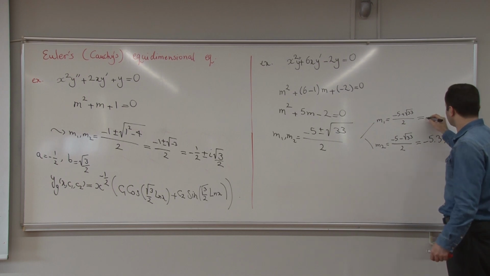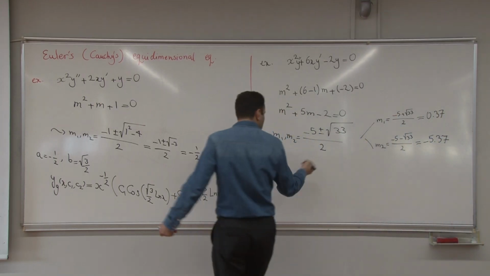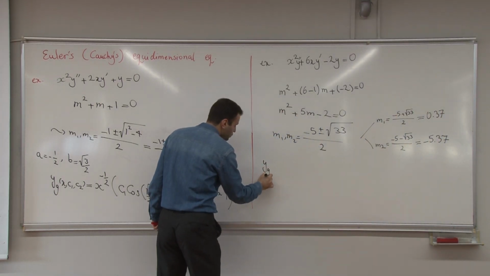5.37. Okay, what about this one? 0.37. Okay. Now, what is our general case of solutions?